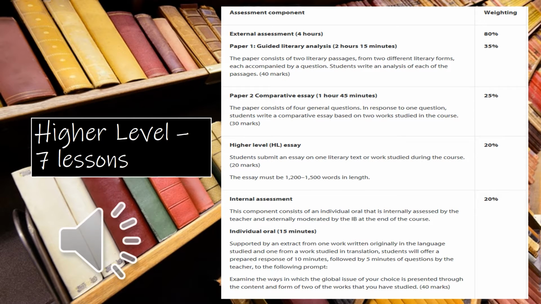So for the higher level students, they will have 7 lessons, and the main difference for the higher level students is that they will study, in addition to paper 1, paper 2 and the individual oral, the higher level essay. So this is quite a short essay, it's between 1,200 and 1,500 words, and they write about one literary text or a group of literary texts that they've studied during the course. So they have an element of freedom with regards to which text they want to talk about, and it really does give them the opportunity to write in an academic register about something that really excites them.